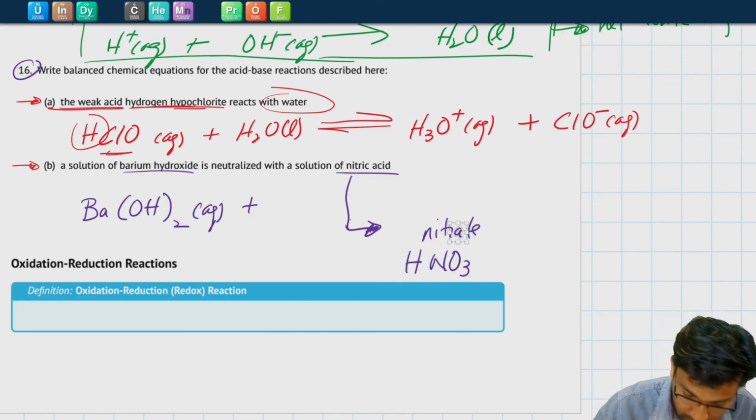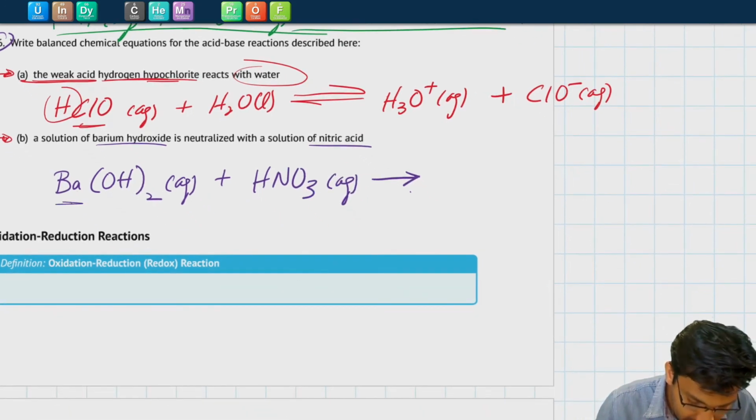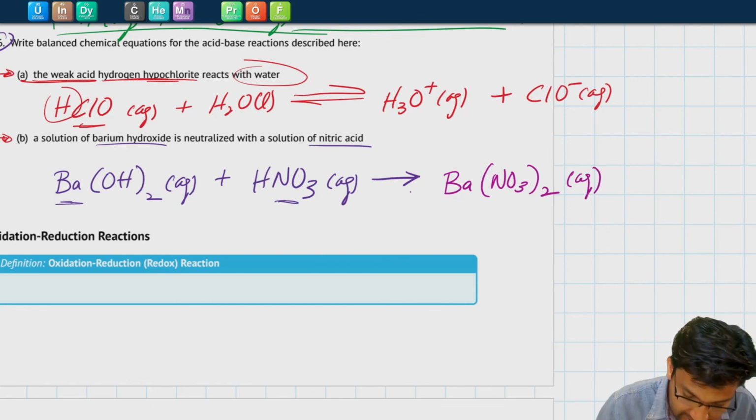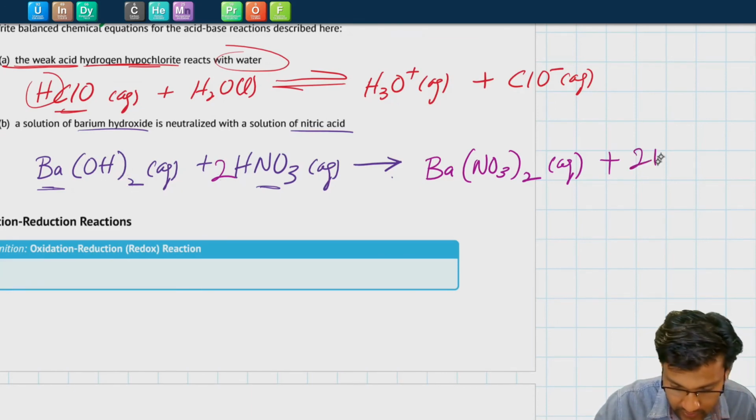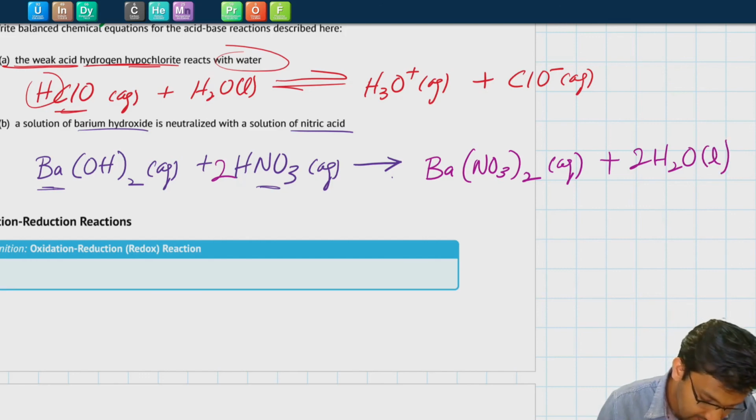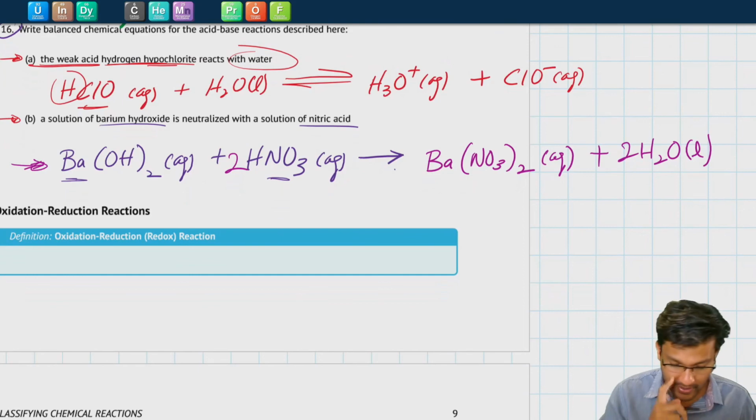So that's right, nitric acid aqueous, and let's see what happens. The barium and the nitrate will combine. Nitrate has a charge of -1, barium has a charge of +2, so we will have Ba(NO3)2 to balance out the charges. And since we needed 2 nitrates, we'll have to make this whole thing 2. Okay, now we have 2 OH-, 2 H+, which will form 2 H2Os. So this is the solution of barium hydroxide neutralized with the solution of nitric acid. This is the answer for part B.